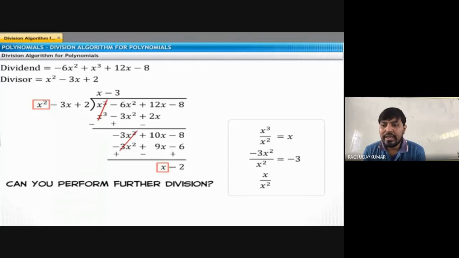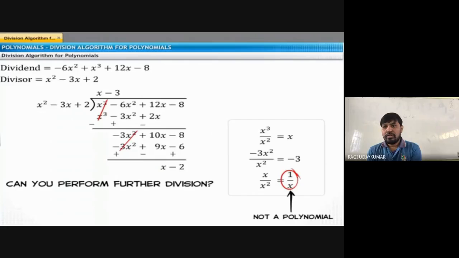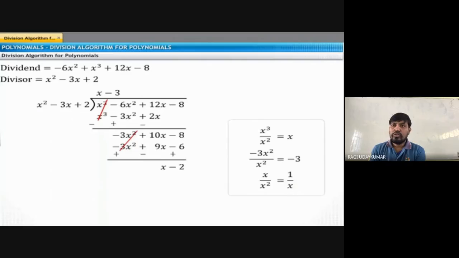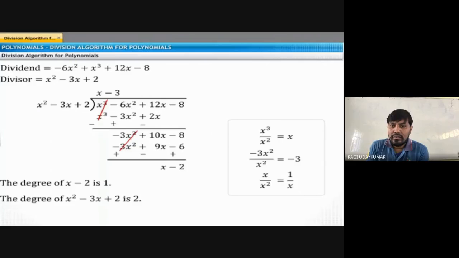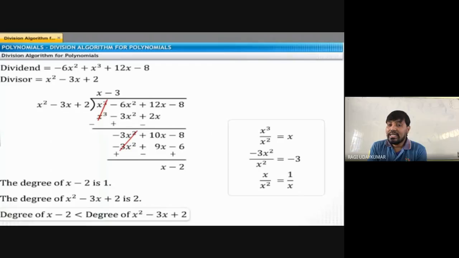So we cannot perform the division further. Can we divide x by x square? Dividing 1 by x, you are going to get 1 by x, which is not a polynomial. That's why you are not supposed to proceed. So you have to consider that x minus 2 itself as the remainder, whose degree is less than the divisor's degree.